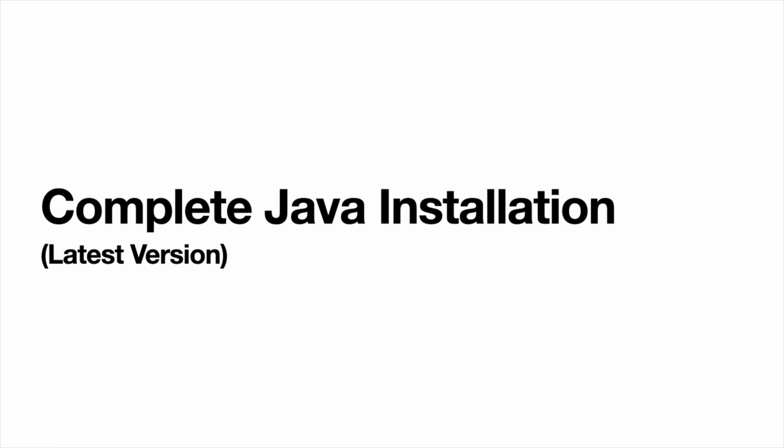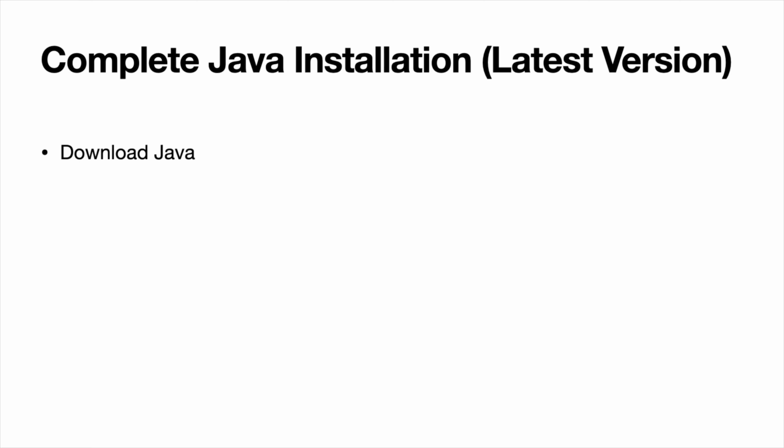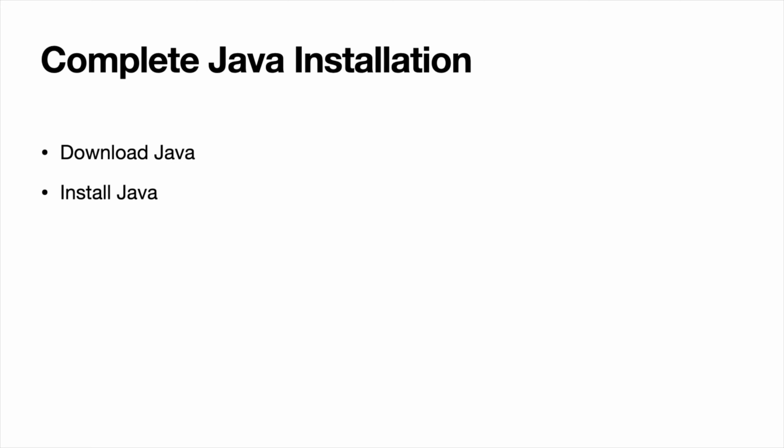In this video, we will see how to install the latest version of Java on a Windows computer. The latest version of Java right now is Java 20. First, we will download the latest version of Java from Oracle's website. Once the download is finished, we will install the Java we downloaded from Oracle's official website.